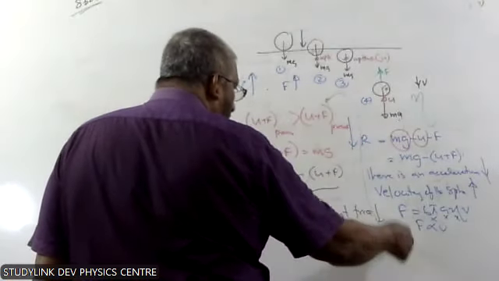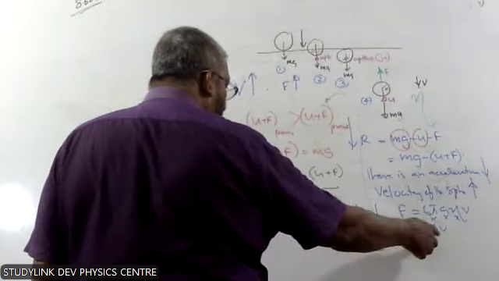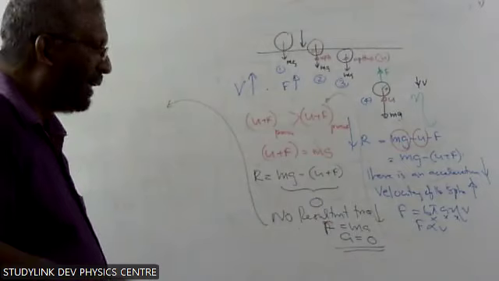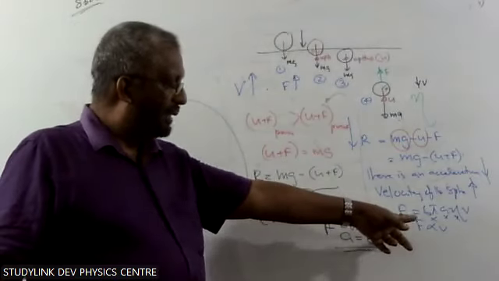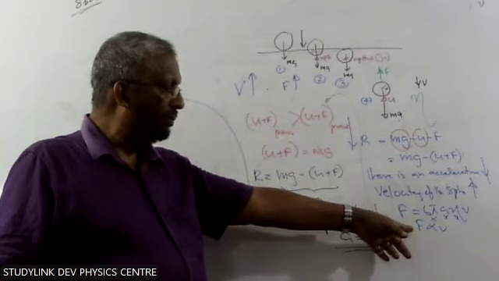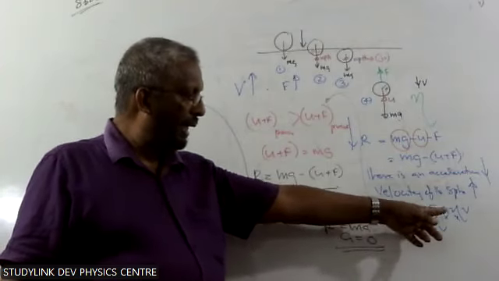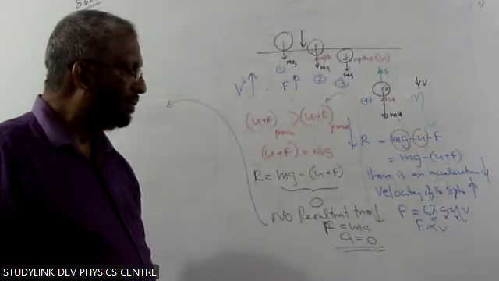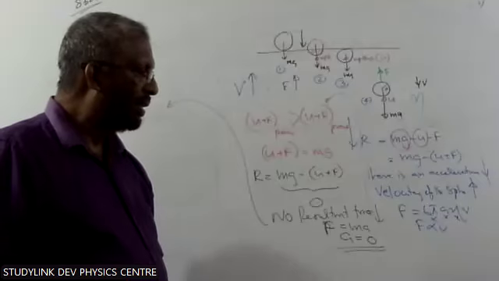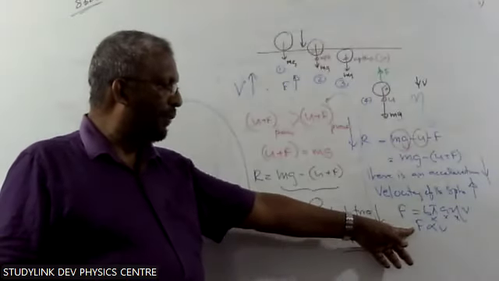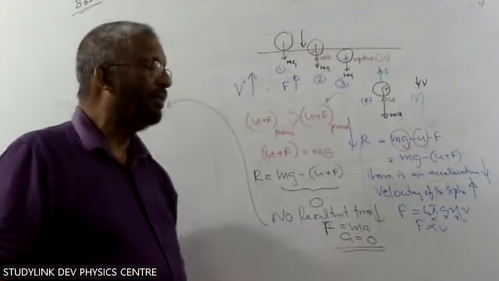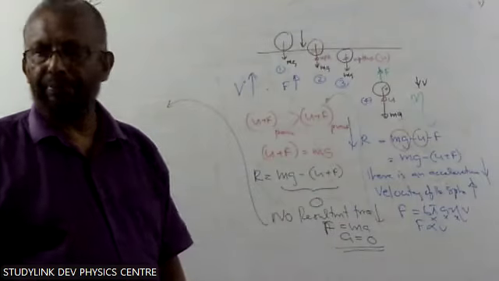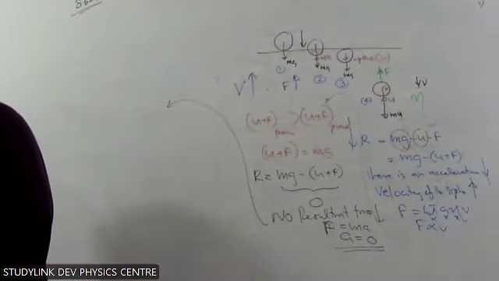Now I said there is an acceleration, velocity increases, then viscous force increases. Since 6π, A and η are constant values, viscous force is directly proportional to V, or velocity.